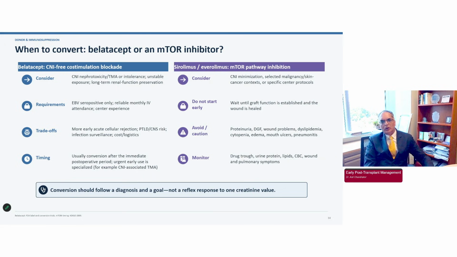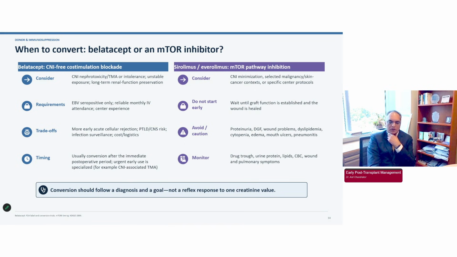There is a trade-off. There is more early cellular rejection in some studies, and there is an increased risk of PTLD, but the risks are not hugely significant if you avoid giving it in EBV negative patients.